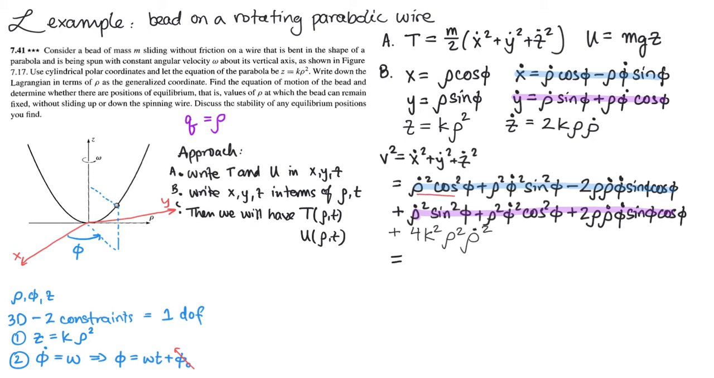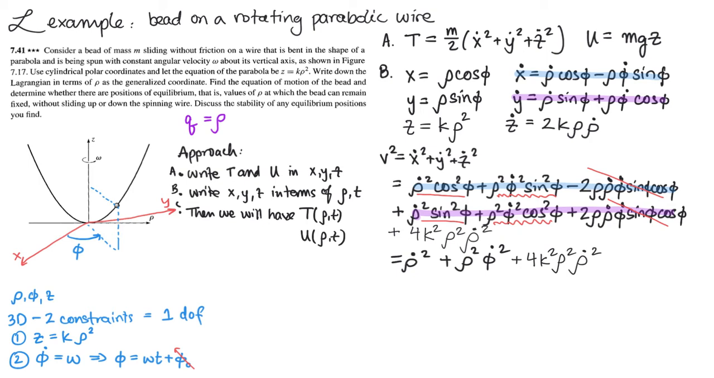Okay, these first terms, I get a cosine squared plus sine squared with the same prefactor. So I just get the prefactor. The same thing is going to be true with these two terms. I get a sine squared plus a cosine squared with the same prefactor. So I just get the prefactor. And then these two final terms are going to cancel because they're equal and opposite. And then I have my z dot squared term, which is 4k squared rho dot squared.